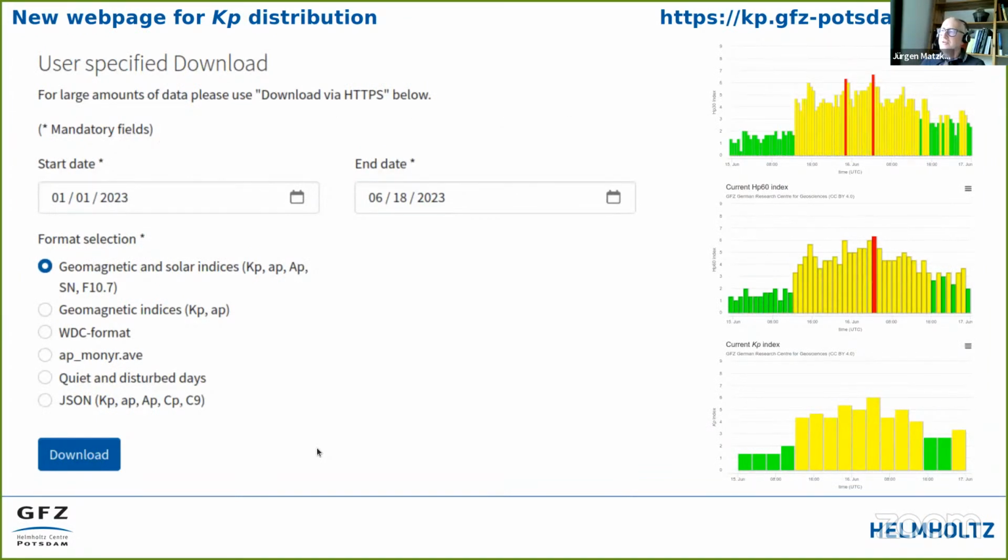Right, these are two screenshots from our web page. On the left hand, the data download. On the right side, you see from June 15 and 16 KP values on the bottom, HP60, that's our hourly index, in the center, and HP30, the half-hourly index, on top. So a direct comparison of the old and the new indices.